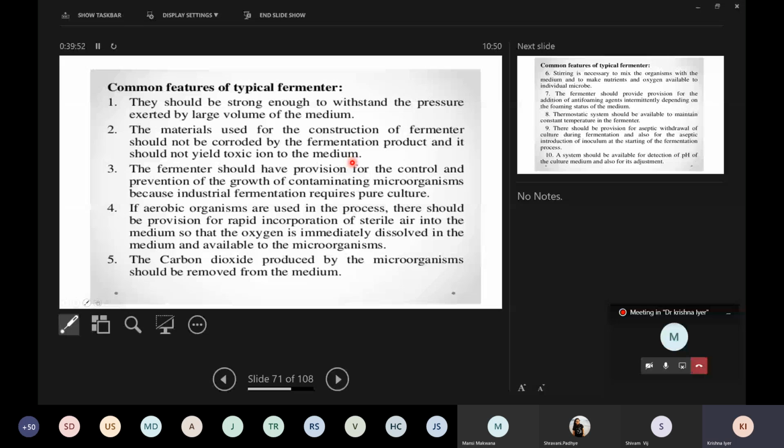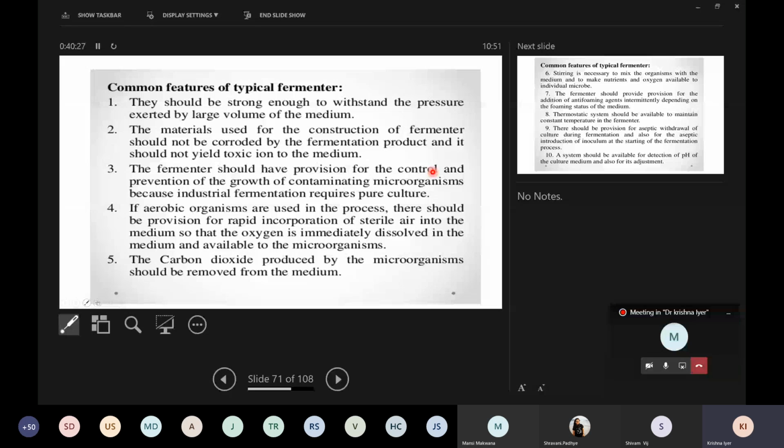Stainless steel. The other thing is this fermenter should have adequate provisions for control and prevention of growth of contaminating microorganisms. Okay, which indirectly means that if I want to do a sterile fermentation, my fermenter has to be designed so that I can work in a sterile environment. Not only that, if it is aerobic, then I should have a provision for sterile air to be passed efficiently into the medium. And not only that, excess air which is pumped in and CO2 which is many times produced by the organism should have a means of being vented out of the fermenter.